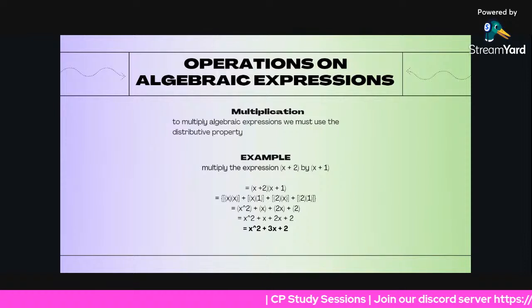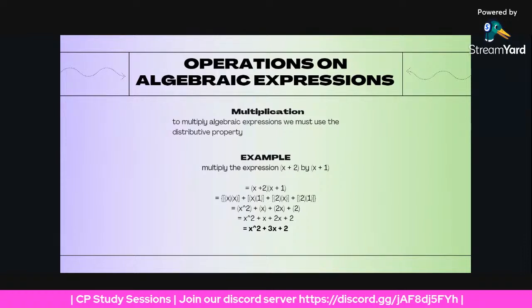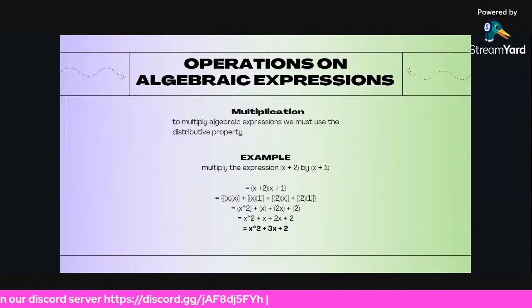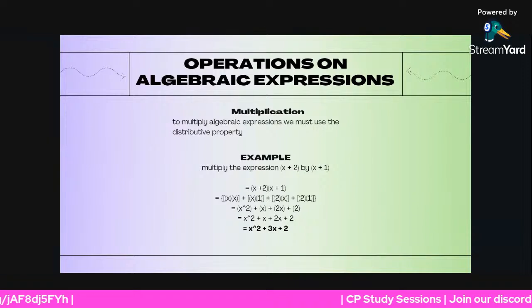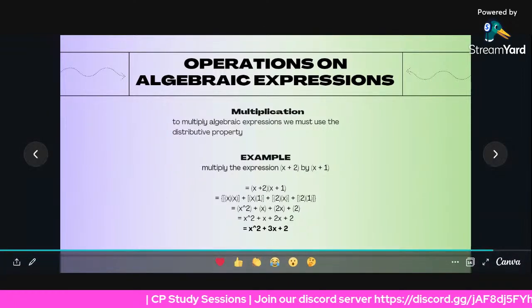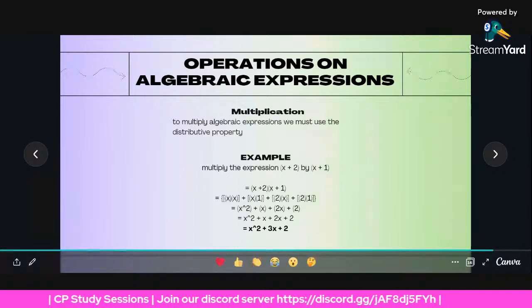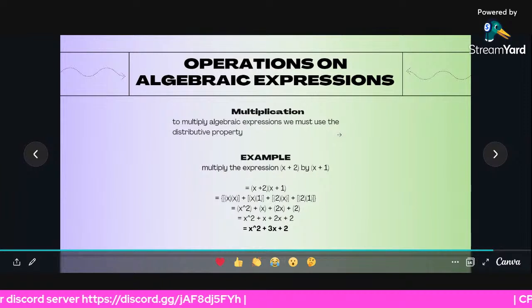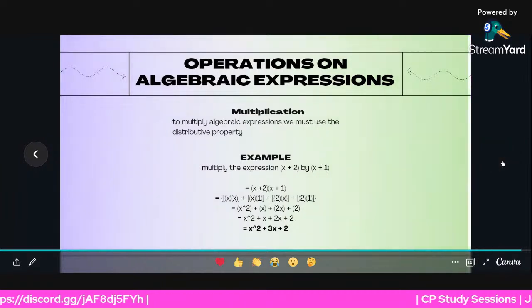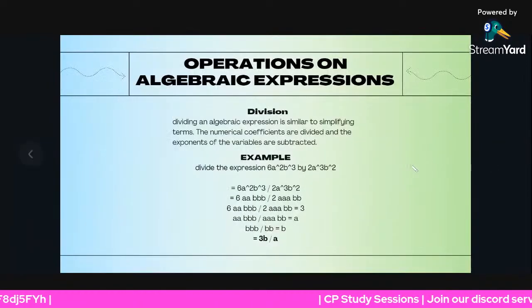Hello, malinaw na po ba tayo sa multiplication? If you have any clarifications, tanong lang kayo, huwag kayo mahiya. Ayun.